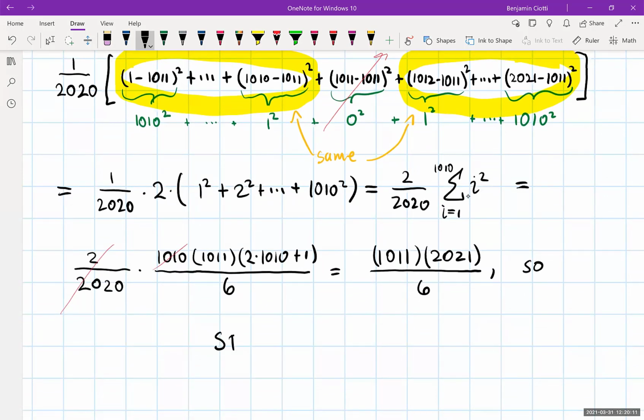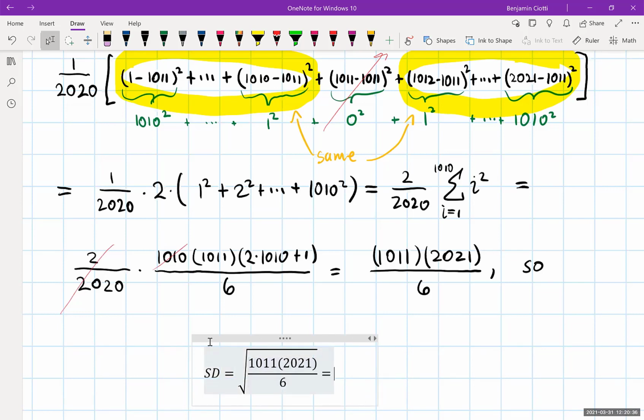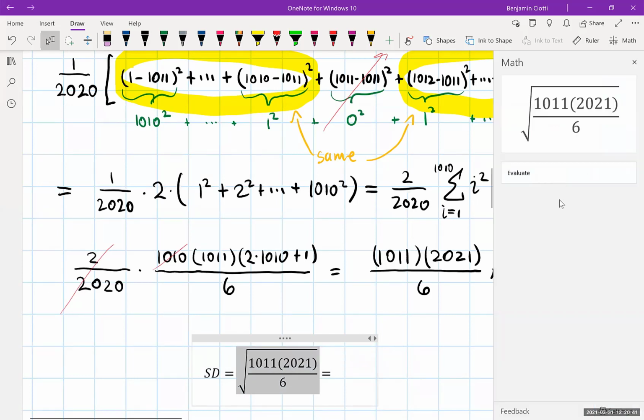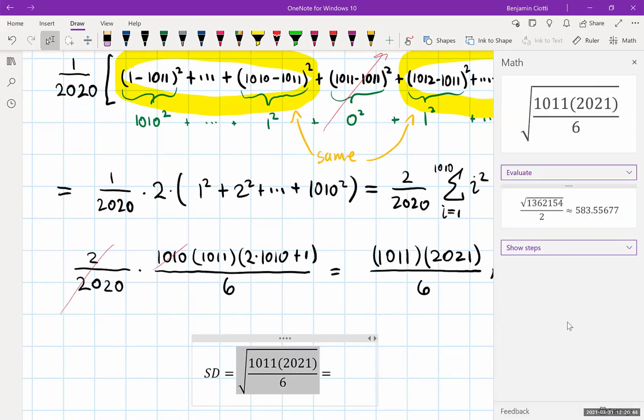So SD is apparently here. Let me type it out actually. Standard deviation is apparently the square root of 1011 times 2021 over 6. And let's see what this is. This is 583.55677.